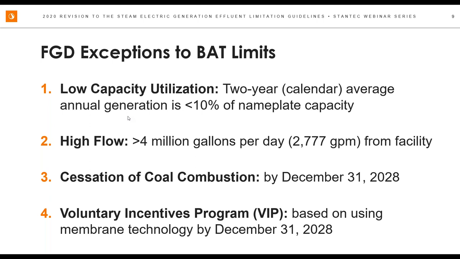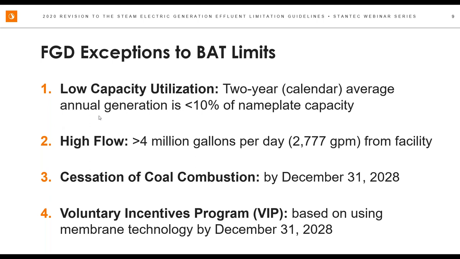Now, in the pre-publication version, it was unclear if this was a 2 calendar year or a rolling 24-month average, as there were references in both the preamble and the final rule to 2 years and 24 months. We anticipate that this conflict will be rectified in the final publication of the rule.